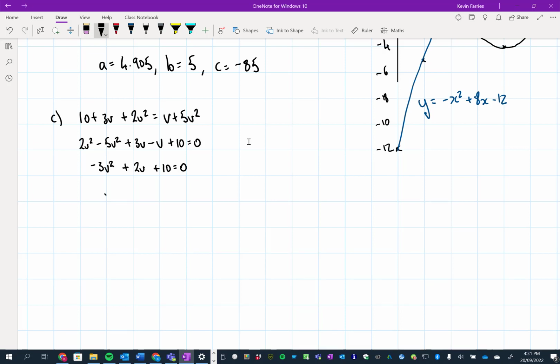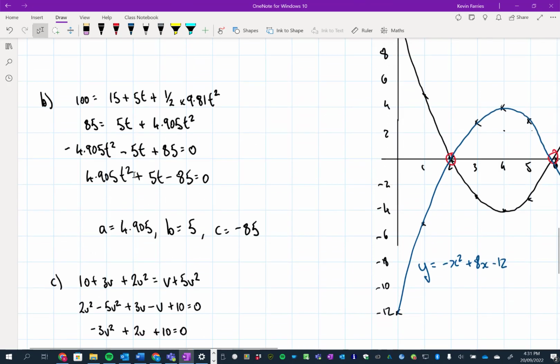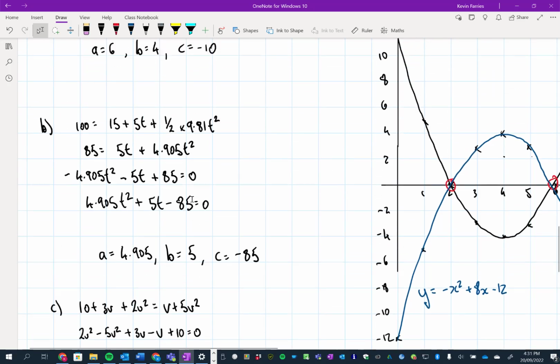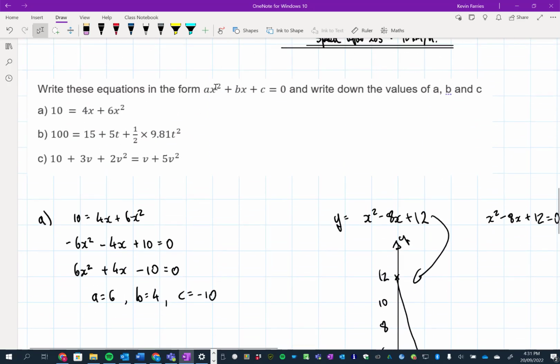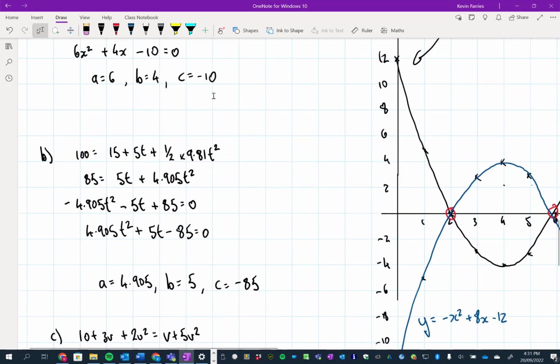Therefore, this time we've got two positive numbers already, so I'm not going to multiply by -1. So a is going to be equal to minus 3, b is equal to 2, and c is equal to 10. Okay, so we're just rearranging these things so we get it in terms of the square first, then the letter itself, and then a number. And then from that we can figure out what a, b, and c are, because it's in the form ax squared plus bx plus c, or whatever that letter is.